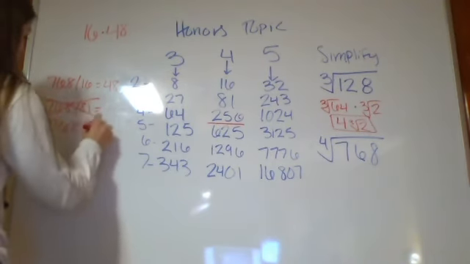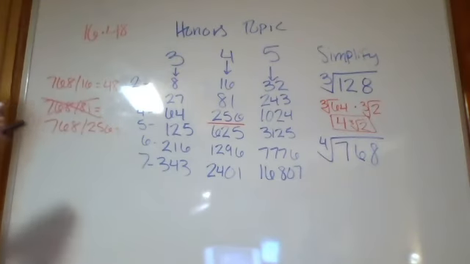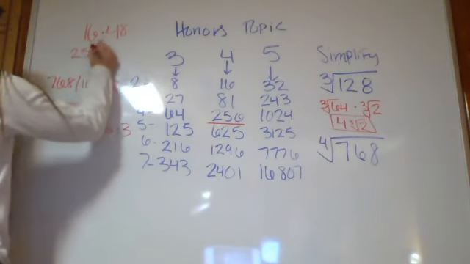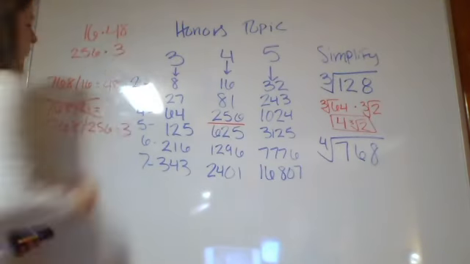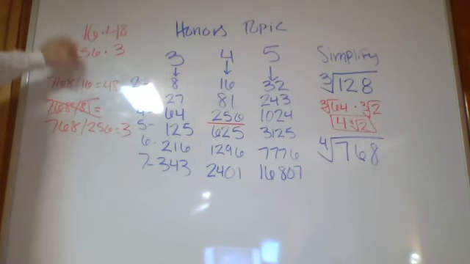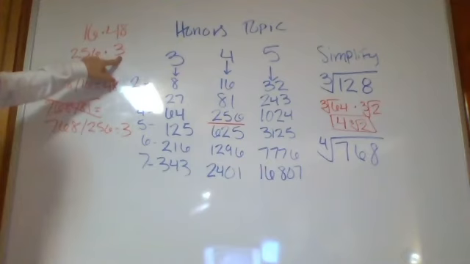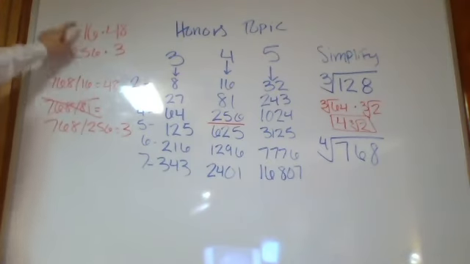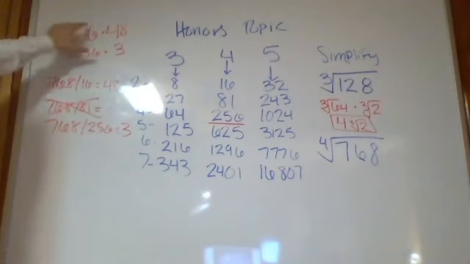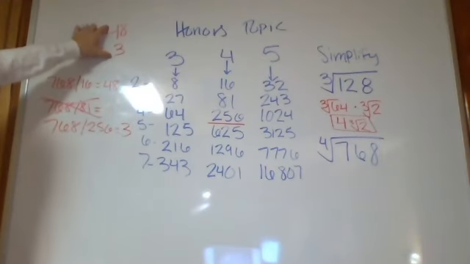768 divided by 256. Now let's see what we get there. That is 3. So now we have two different factors to choose from. 16 and 48 is one of them, and 256 and 3 is the other. So 256 and 16 are both the perfect fourth roots. So I want to look at 48 and 3. Which one of these would be my better choice?